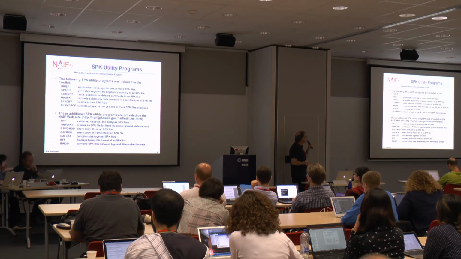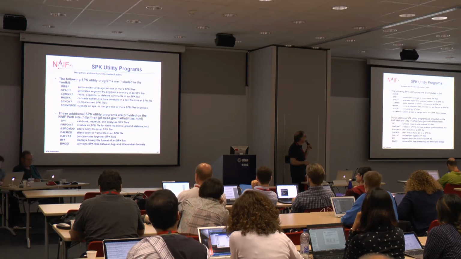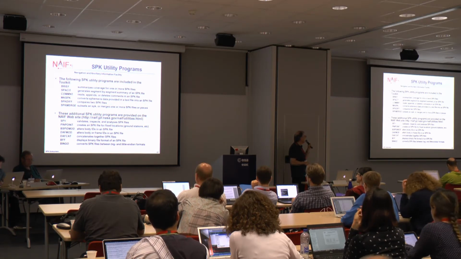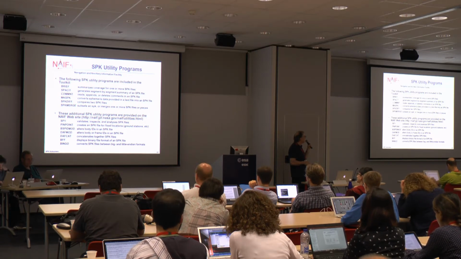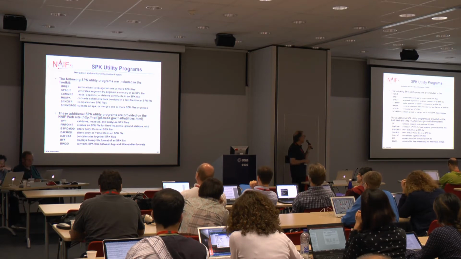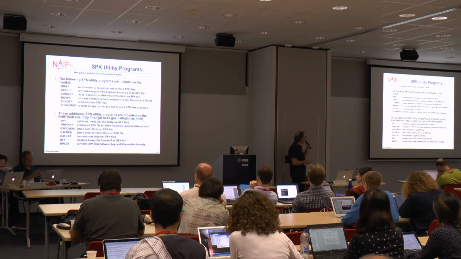BFF displays the binary file format, so that'll tell you whether you've got a big endian or a little endian file. And BINGO converts SPK files between big and little endian formats. This is the most convenient utility to use if you've got either a big endian file which you need to convert to little endian or vice versa.